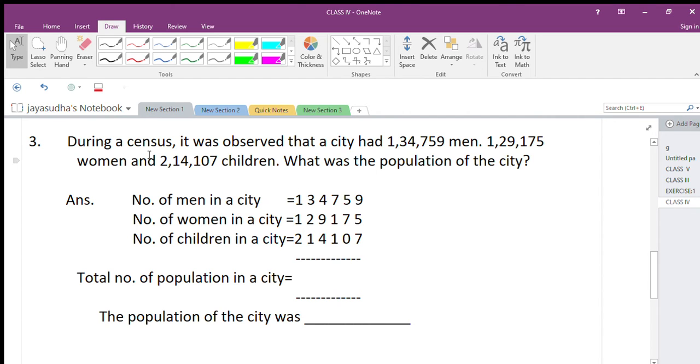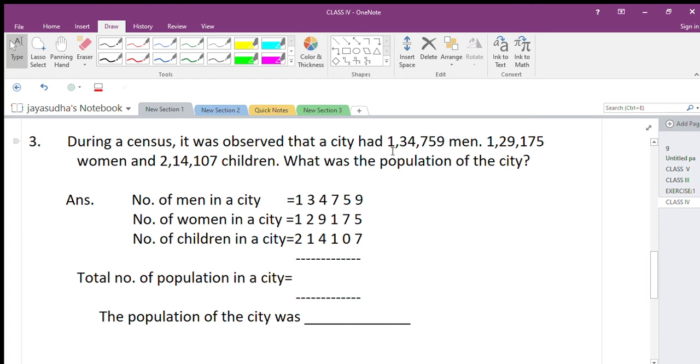Listen, during a census, like in an election, some people come to your home asking how many members are in your house, how many men, how many women, how many children. These are all taken down in a list. That is called a census. You have to collect the population, that is called a census.